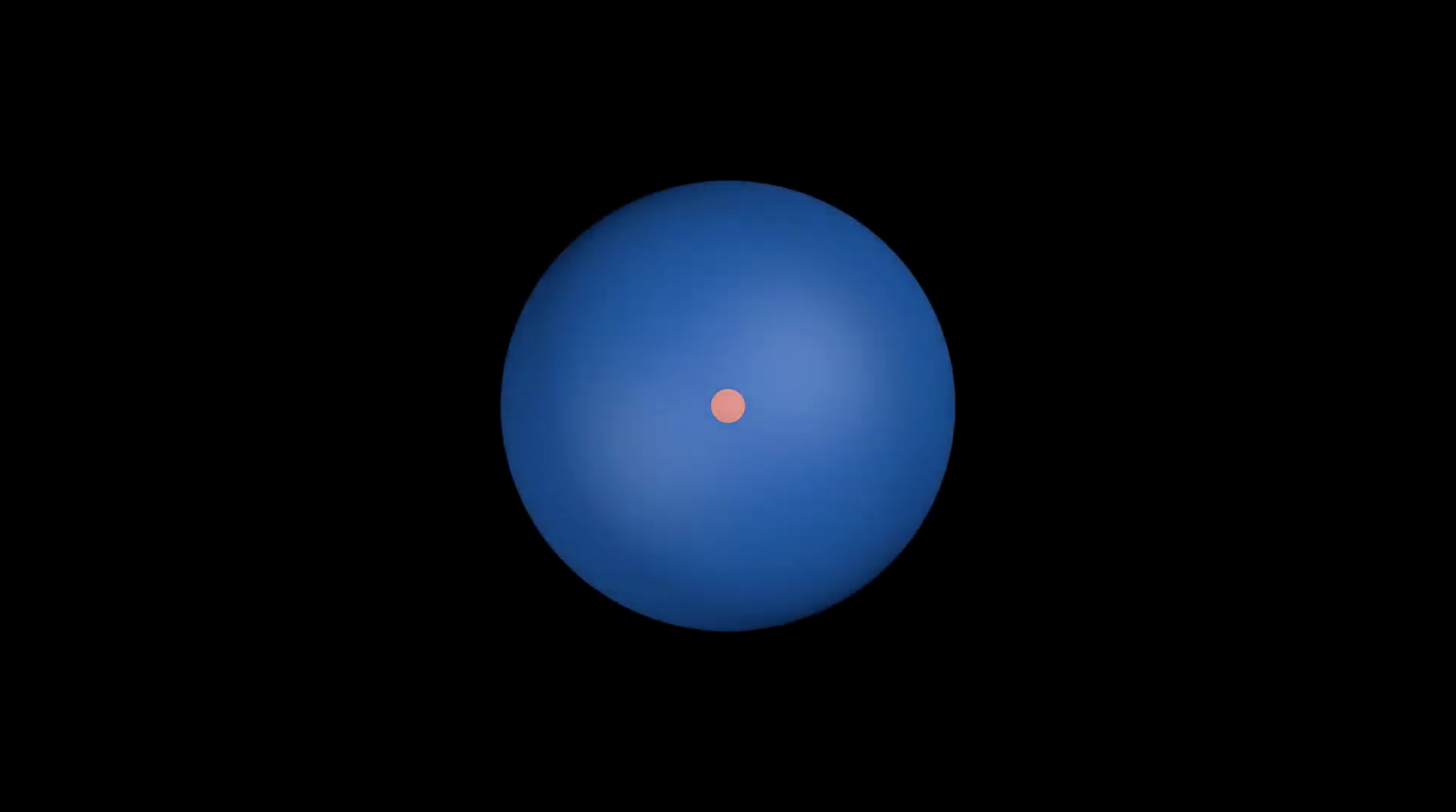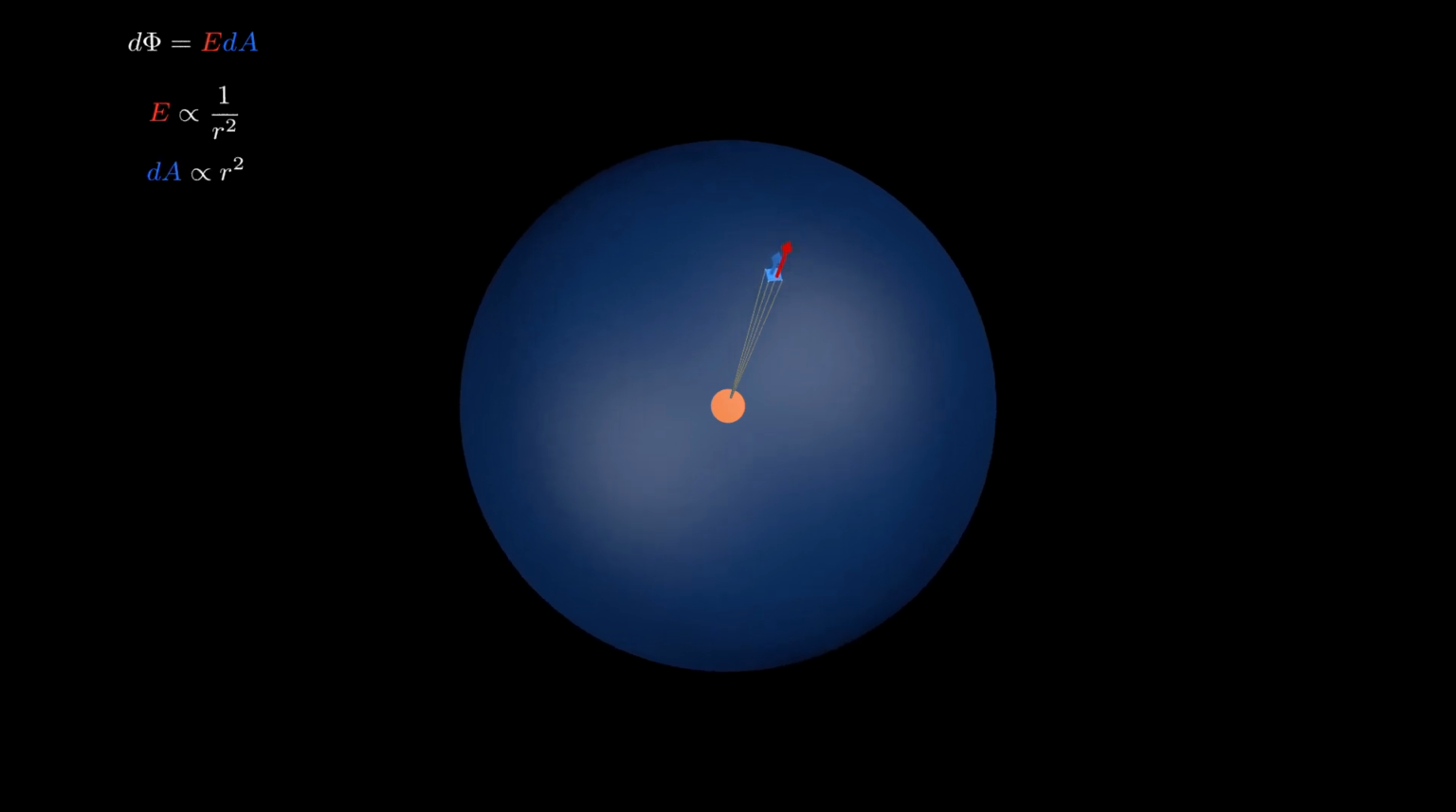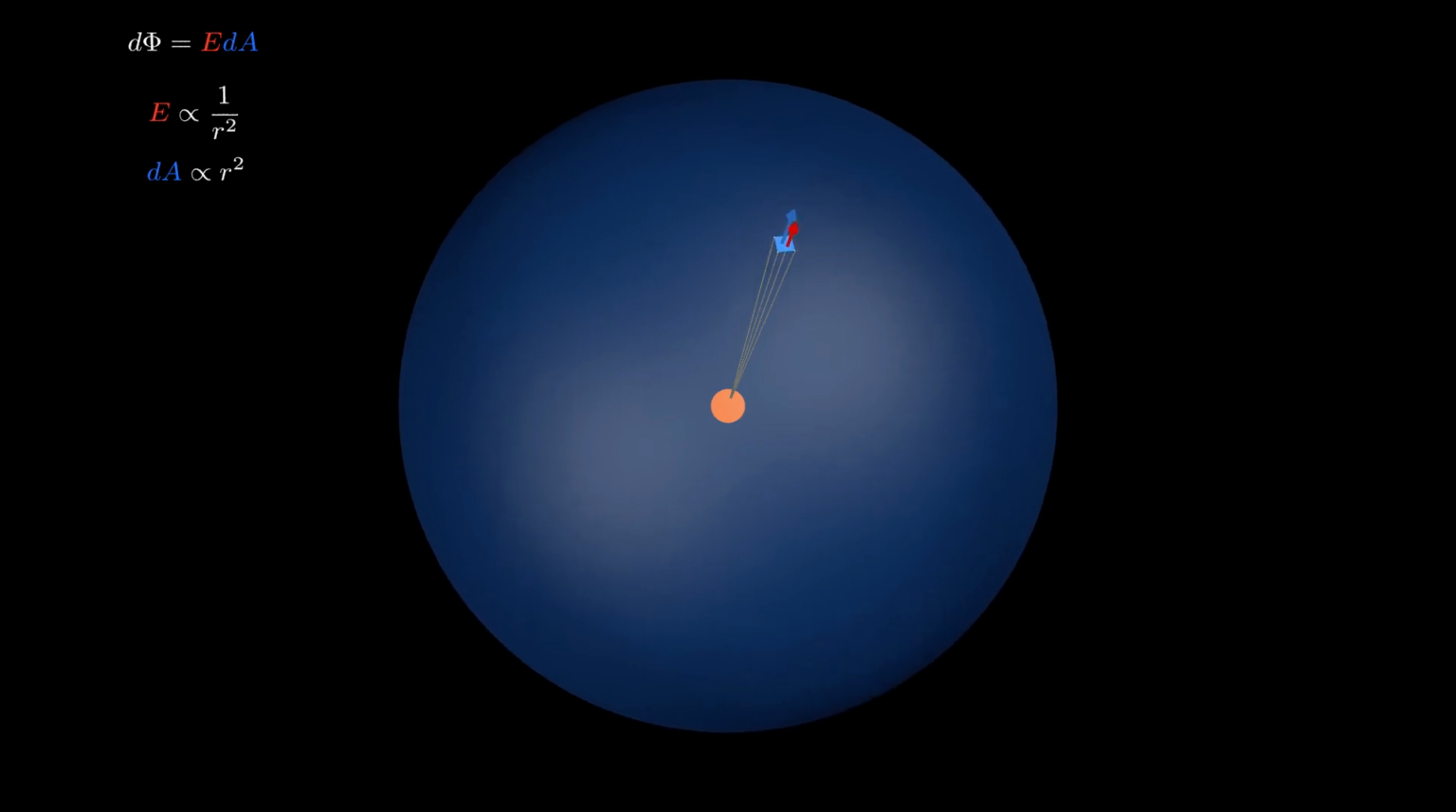Consider a small patch of area on a spherical surface centered on the charge. The flux of this patch is just the size of the area times the magnitude of the electric field at this point. The magnitude of the electric field is proportional to 1 over the square of the distance, while the projected area is proportional to the square of the distance.